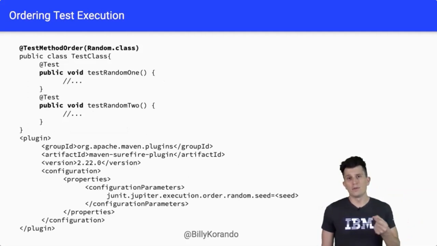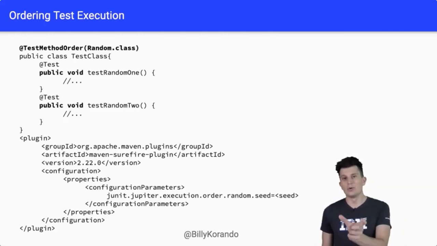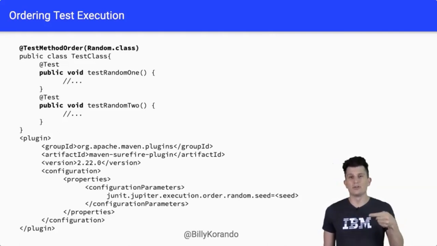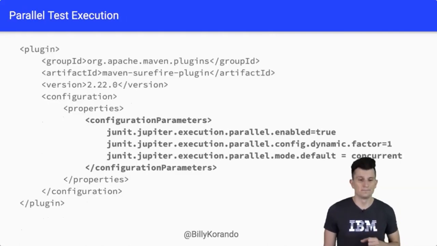Random could be helpful if you want to make sure that there isn't any unexpected dependency between different test cases that should have no dependency. So by running them in a random order, you can make sure there's no relationship. If you do find there is, for some reason, tests failing within a specific random run, a seed value will be printed out, and you can then supply that seed value into the JUnit Jupyter execution order random seed, and then that same execution order will be rerun as long as that seed is present in your Maven or Gradle file.